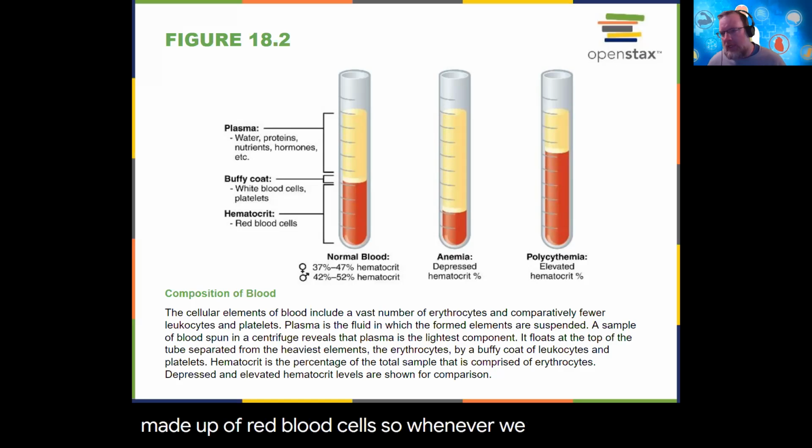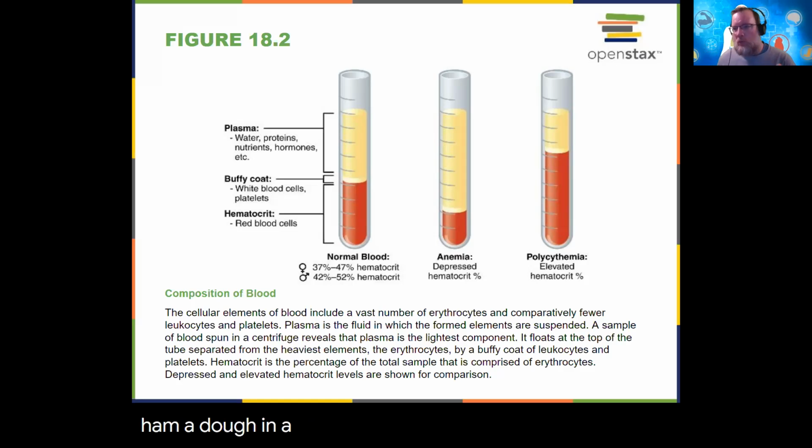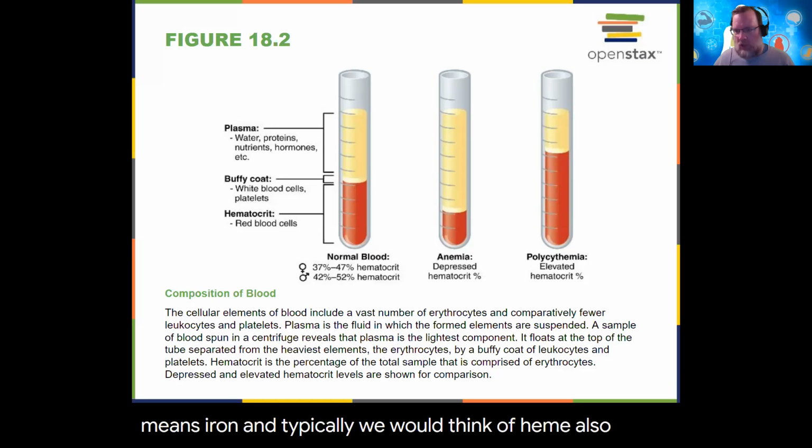So whenever we see hema or hemato in a term, whether it's contained within it or in front of it, like hemophilia, hematocrit, those are two that you may have heard of before. Hemoglobin. Heme actually means iron, and typically we would think of heme also meaning blood.